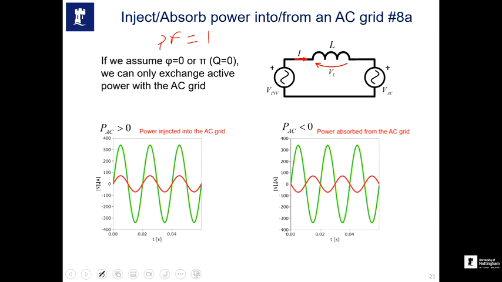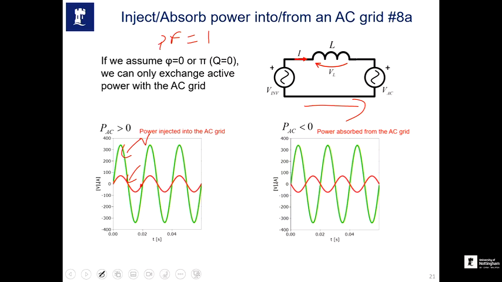As you can see, this is voltage and this is current, and they are in phase, so they are always crossing the 0 at the same point. They are absolutely in phase, which means this is the case when you have power injected from the inverter. So the power is flowing from the inverter to the AC system.